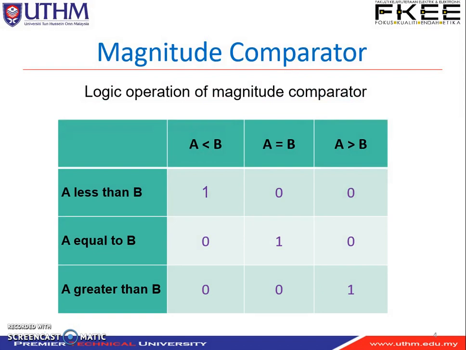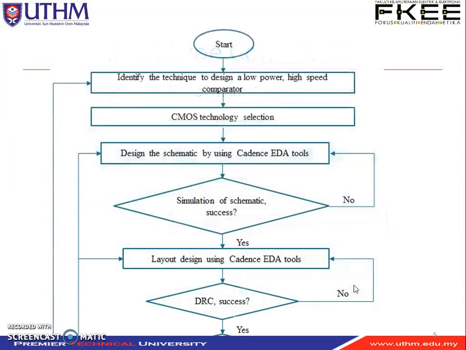For the magnitude comparator, we have 3 outputs: A less than B, A equal to B, and A greater than B. Since this is a digital circuit, we have output 1 when A is less than B, A equal to B, or A greater than B. In this design, we are finding a technique to design a very low power but, at the same time, high-speed comparator.